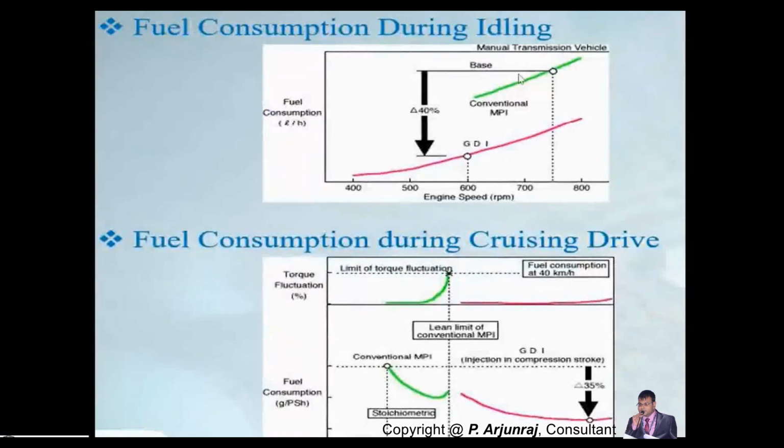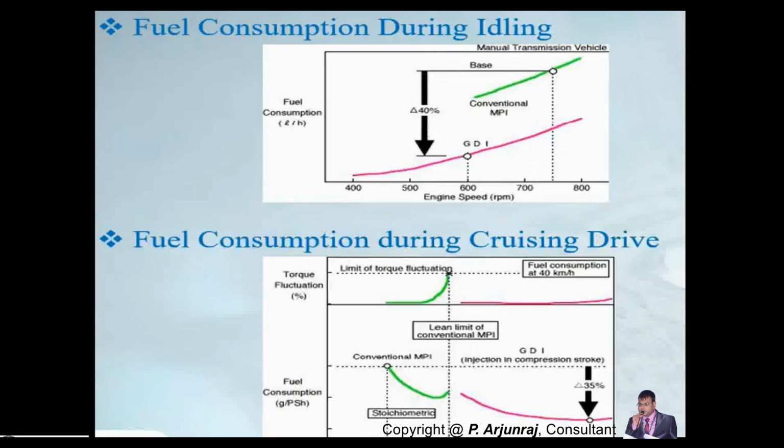And this is the comparison of multi-point fuel injection and GDI during the idling condition and also during the cruising condition. Now, when the vehicle is running in idle condition, you get lower fuel consumption, which means you get higher mileage. This is the conventional multi-point fuel injection system. And with respect to the base, almost 40% reduction is there at different speeds of the engine, and you get the fuel consumption as well. This is one of the examples taken in a manual transmission vehicle.